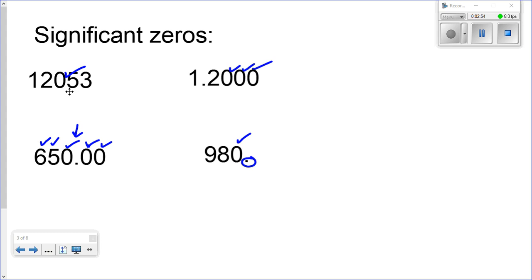And if you write 980 like this, then you're telling me it's actually only 2 significant digits. You've rounded to get that 0, or you've rounded to the nearest 10. But if you write it 980 with a decimal, that's your way of communicating to me that it is significant.